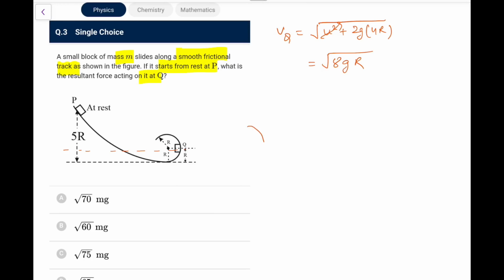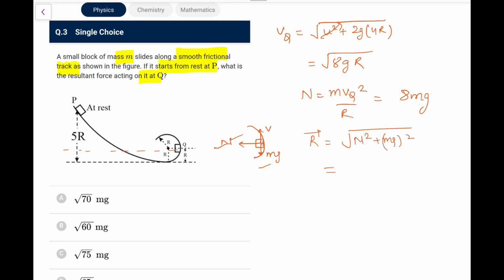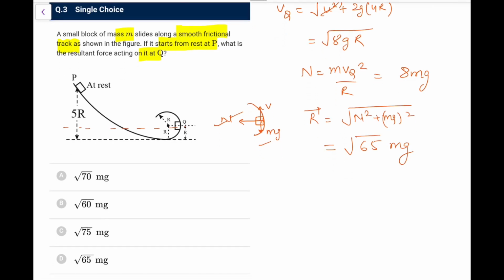And if I see at Q, this is the velocity I am getting. So this would be the normal force and this would be mg. So N provides the necessary centripetal force, so N equals m vQ square by r, that would be 8 mg, and this is mg also. The resultant force, F net, is equal to root of N square plus mg whole square, because both are perpendicular. So it comes out to be root 65 mg. 8 square is 64 plus 1, so root 65 mg. So we'll go for option D. This is the correct one, because it is the net force that is asked, not the normal. If the normal had been asked, it would have been 8 mg.